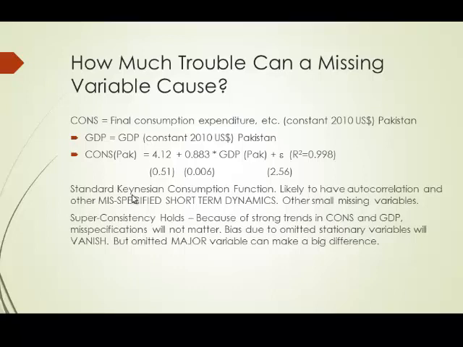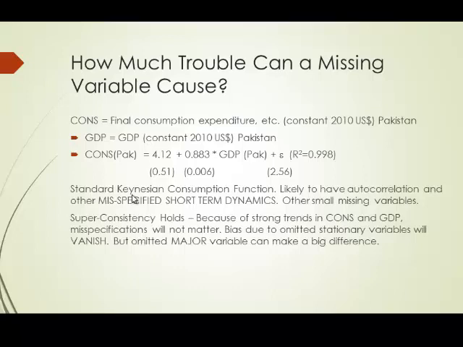So we start with a simple standard regression of Pakistan consumption on Pakistan GDP, and it comes out nicely and naturally, as we all know. So consumption is equal to 4 plus 0.88 times GDP. R squared is 0.998. Now, it is very likely true that there are some missing variables here. This is a simple Keynesian consumption function. There might be lags, there might be other effects.